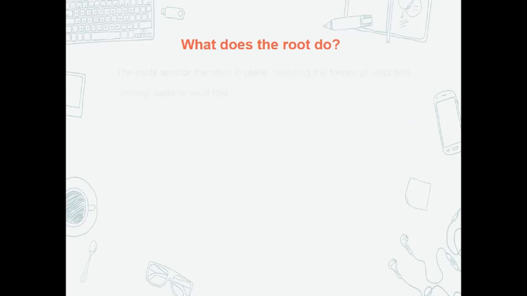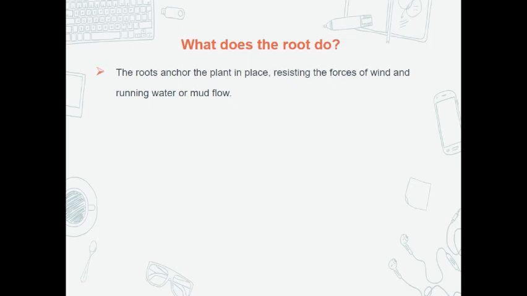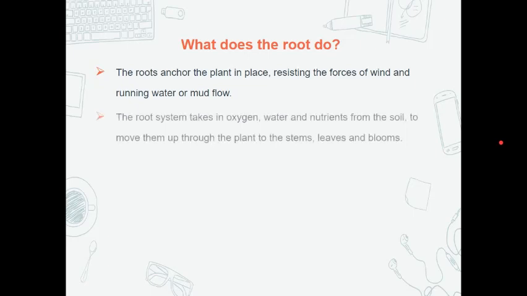The root helps to anchor the plant in place, which helps the plant to resist the strong forces of wind and running water or mud flow. It helps the plant to stay upright in the soil. It helps the plant to be fixed in the soil. The root system takes in oxygen, water, and nutrients from the soil to move them up through the plant to the stems, leaves, and the blooms.